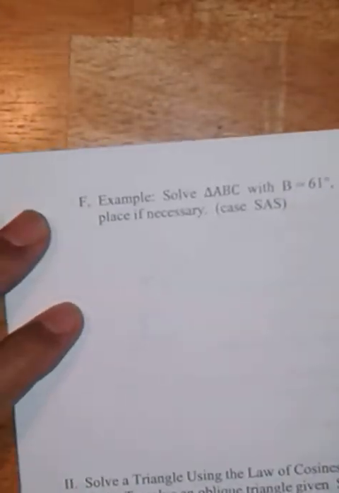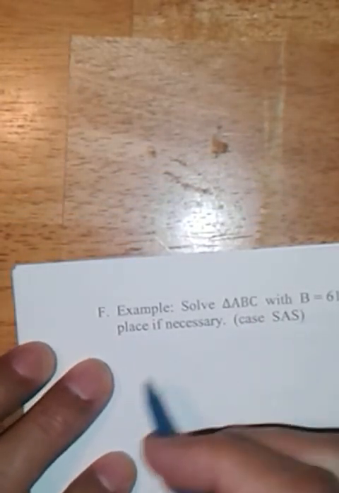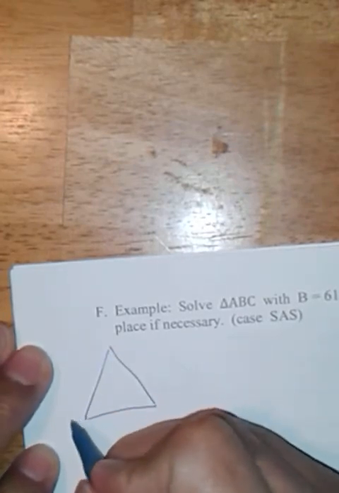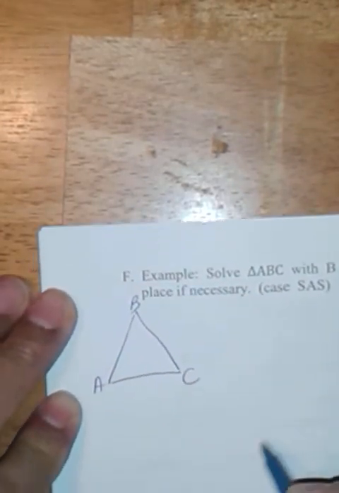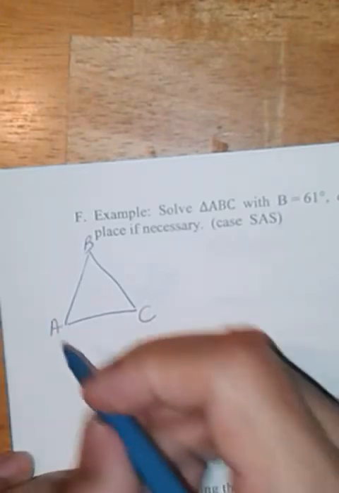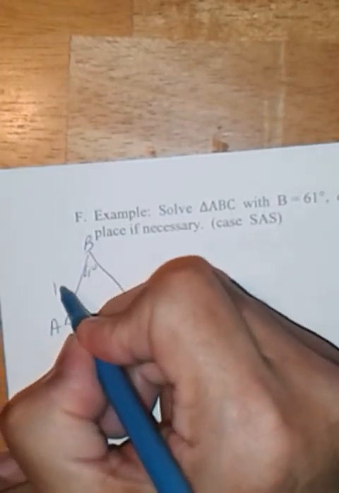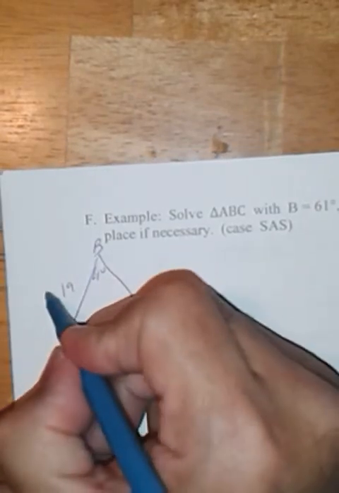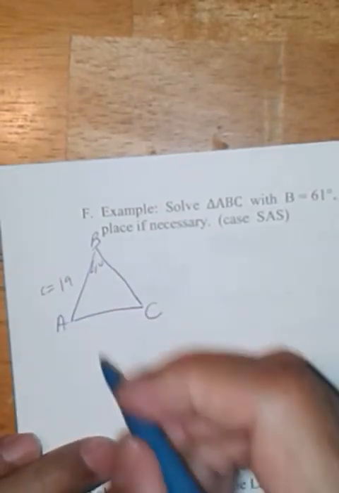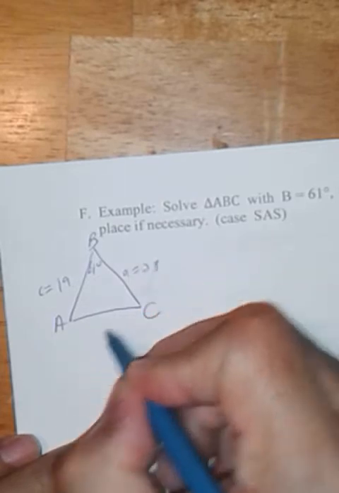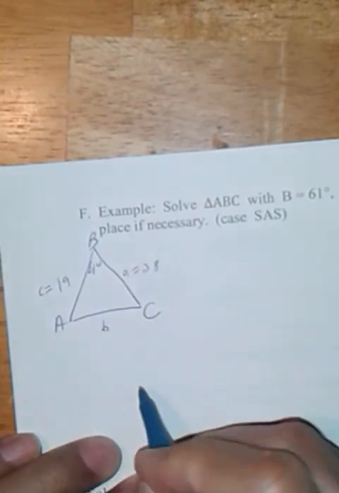All righty, so let's try one. And maybe we'll just set it up, and then we'll finish it in class. So triangle ABC with angle B, and I'm going to just draw a generic triangle. So A, B, C. Angle B is 61 degrees. C is 19, so this is C. And, all right, C equals 19. A equals 28. And so we're missing side B.